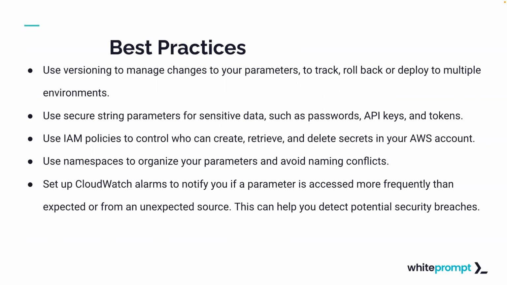Make sure that you use secure strings if you're storing things such as passwords, API keys, and tokens. Again, make sure that your IAM policies in your roles are in place so that only the relevant people have access to your parameters. You should use namespaces, for example, to separate between environments or between features or branches or something like that. And again, you can set up CloudWatch alarms to check if a parameter is being used more often than you think it should.